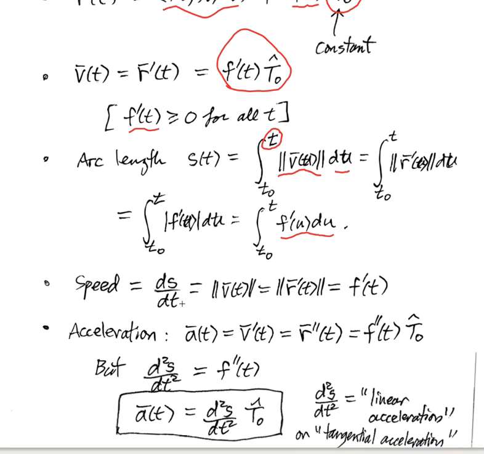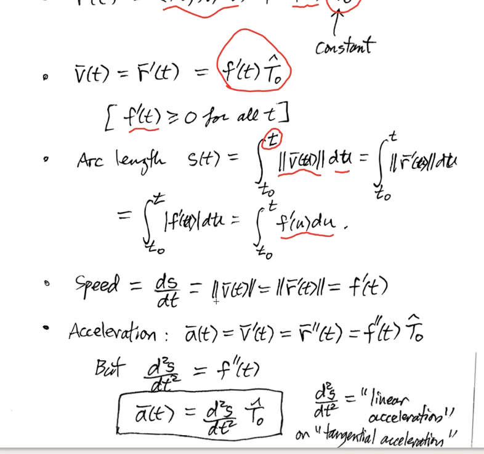Now this isn't just for linear motion, this is completely general. So what I've got up here is general. This second line here is specific to our situation. But does that make sense? Speed is actually how quickly you're eating up distance with respect to time. Remember, s is distance along the curve from some fixed point. That's what we're calling arc length.